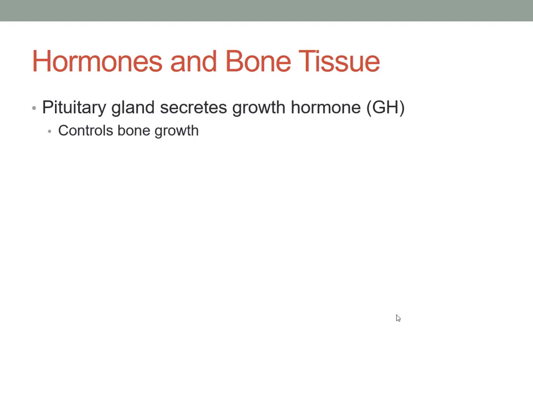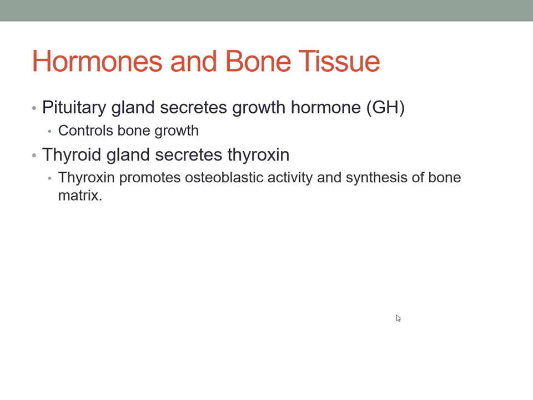Hormones in bone tissue: the pituitary gland secretes growth hormone. You'll often see growth hormone abbreviated as GH. When we get into talking about the endocrine system, you'll see a lot of hormones with abbreviations, and these are standard medical abbreviations that you'll need to pick up on. Growth hormone, as you might suspect, controls bone growth. The thyroid gland secretes thyroxine, which promotes osteoblastic activity and synthesis of the bone matrix. So again, the endocrine system is all interwoven in all of our body systems.